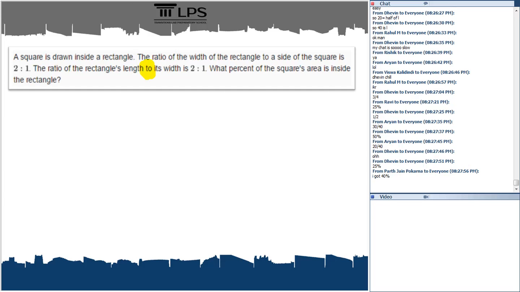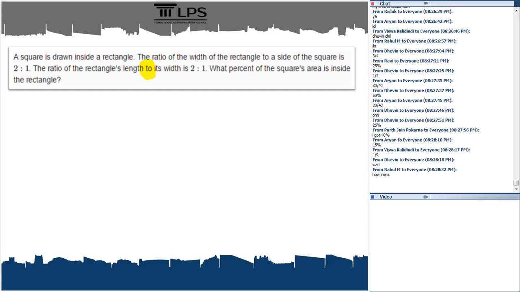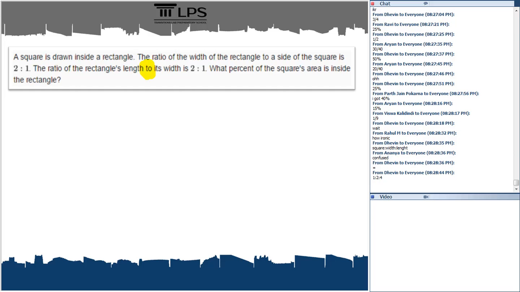What percentage of the square's area is inside the rectangle? So if you see, this question is encompassing everything that we did today except probability. It has got ratio, it has got percentage, it has got rectangles. Yes, I'm waiting for the answer. Read the question carefully, Ananya. There is no confusion.